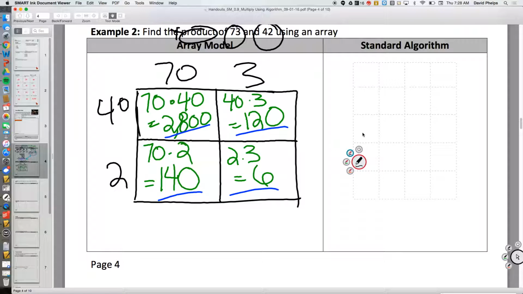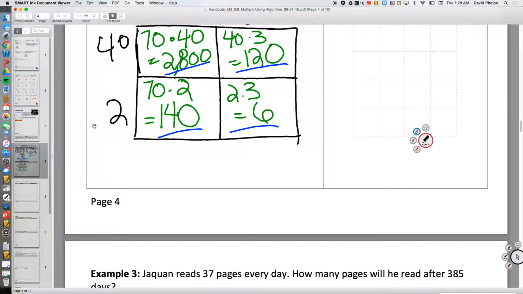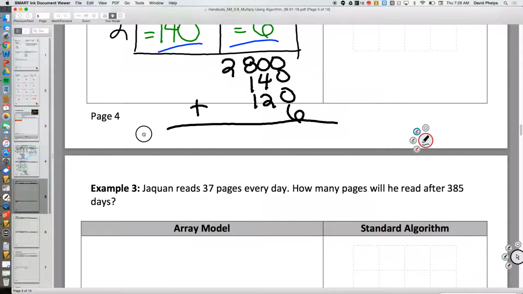All right, time to add these puppies. We've got 2,800. I'm just going to put it, Mr. Phelps ran out of space. Right here, 2,800. I have 140, 120, and 6. Notice place values are all lined up, so I can add these all together.